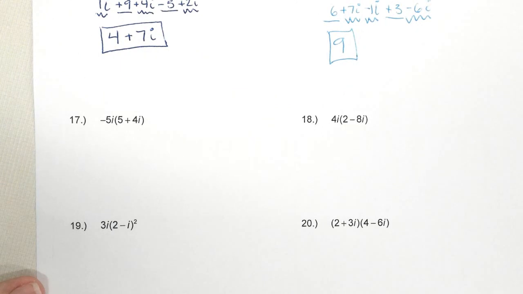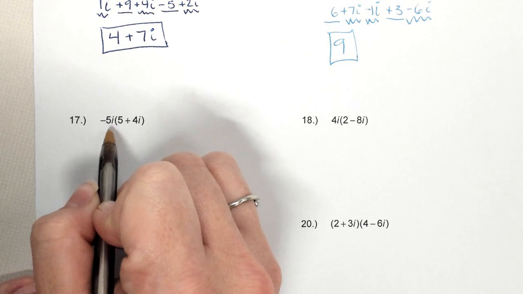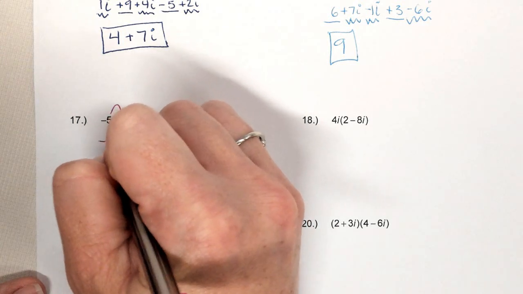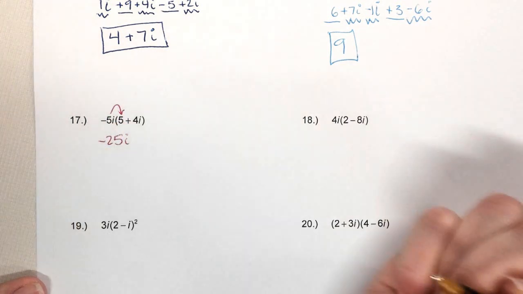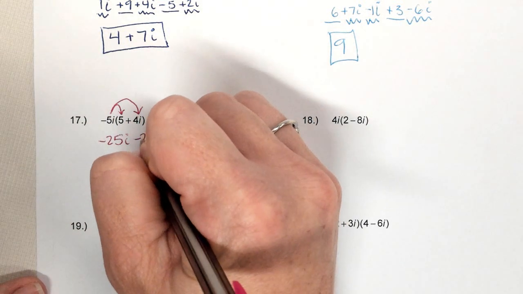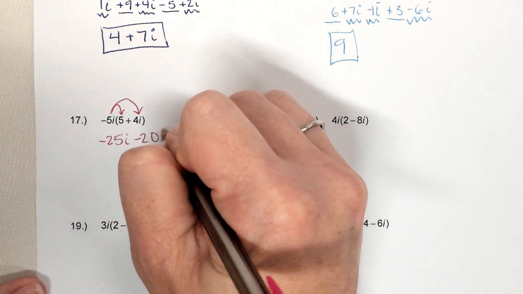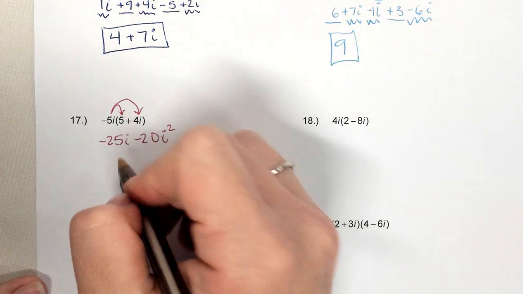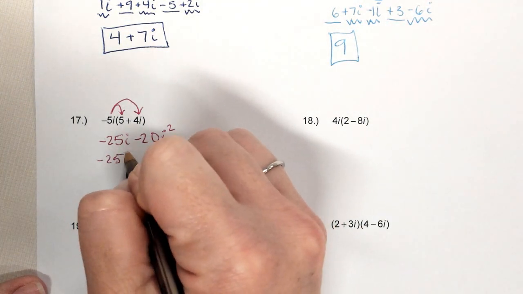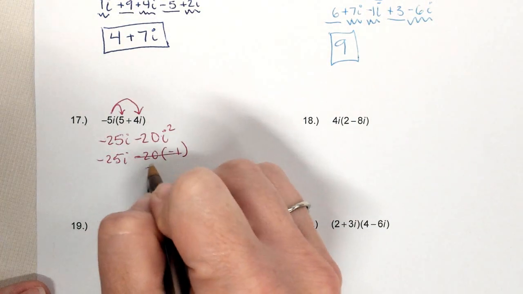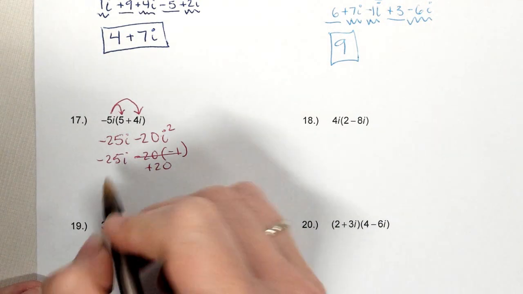Okay, look at number 7. Here we're distributing. We have parentheses and we have something touching that parentheses. We have -5i touching, so -5i times 5. Well, -5 times 5 is -25, and just one i being multiplied, so we have i. And then -5i times 4i, well, -5 times 4 is -20, and then i times i is i squared. Well, we're not done because i squared equals -1. So -25i minus 20 times -1. Well, two negatives makes a positive, so this becomes plus 20.